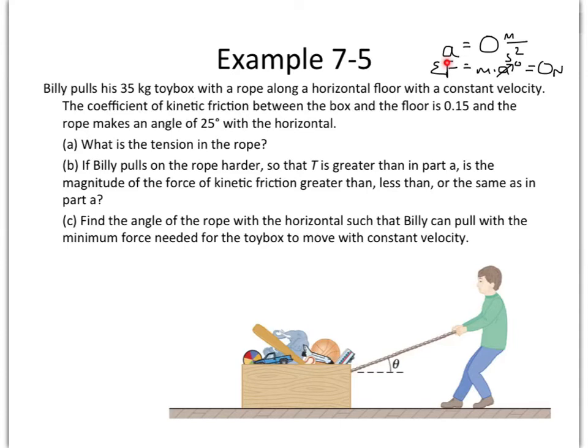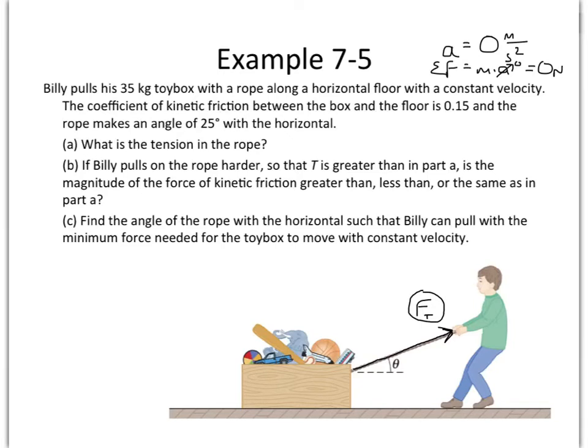We are told the coefficient of kinetic friction is 0.15. And the rope makes an angle of 25 degrees with the horizontal, so that 25 degrees is our theta. Okay, so let's start labeling the forces involved in Billy's toy box. First of all, the force along the rope. The question asks, what is the tension in the rope? Well, tension is just a force, and I'm going to call that F sub T, tension force. We could call it T if you want, that's perfectly fine too. I'm going to call it FT, and that's what we're solving for. That's the big question of the day.